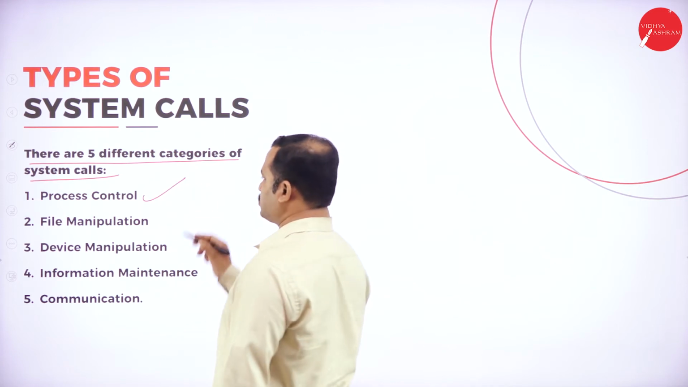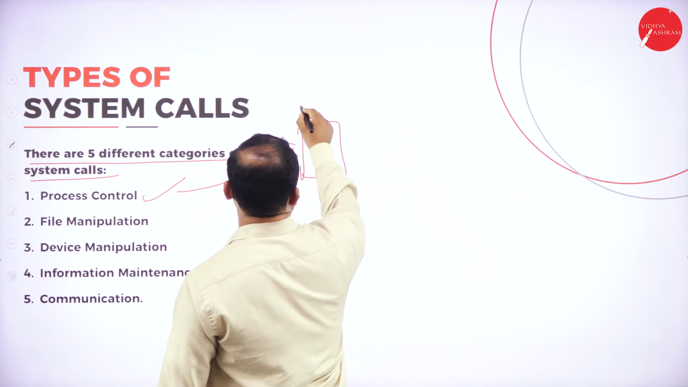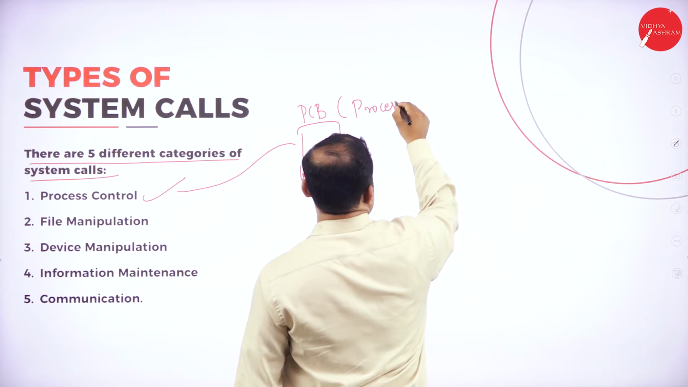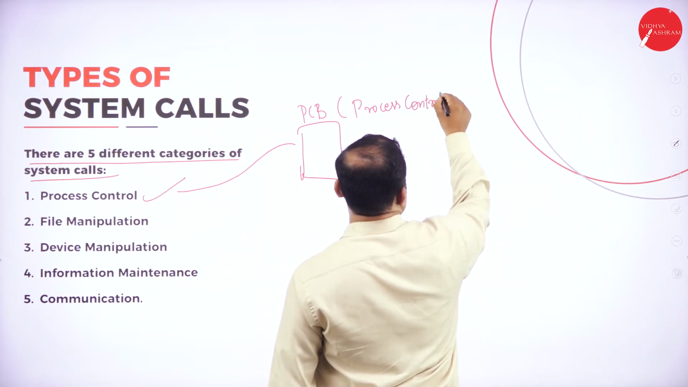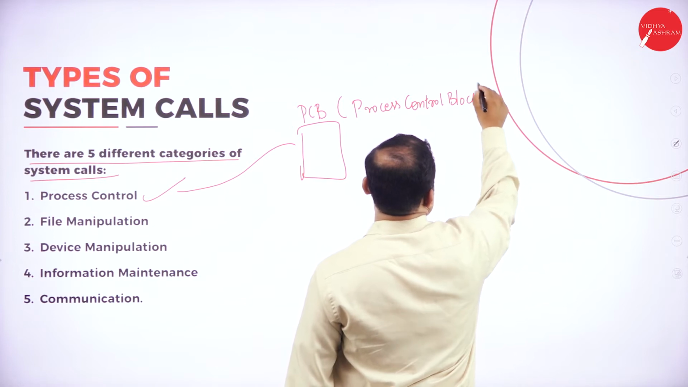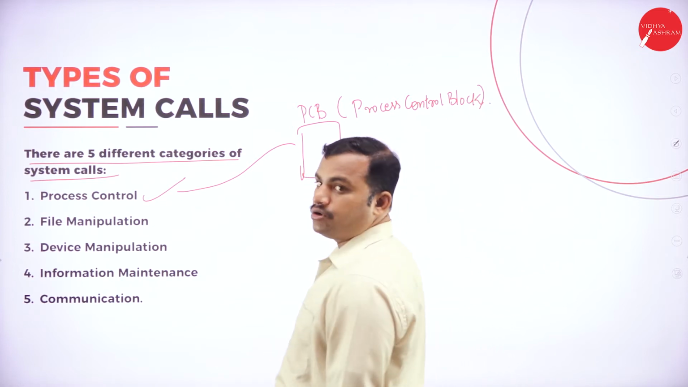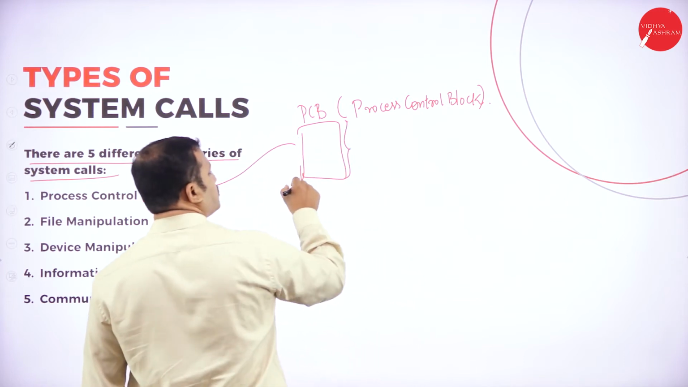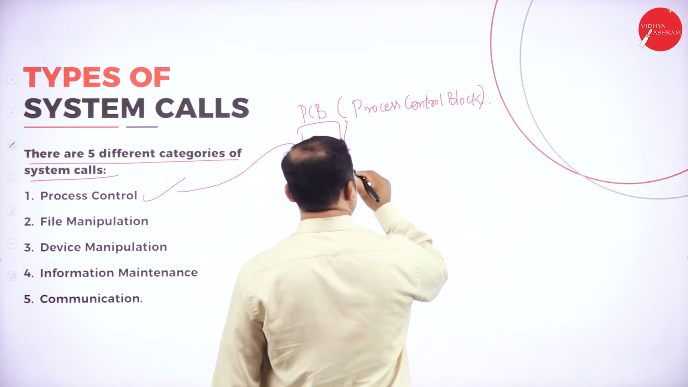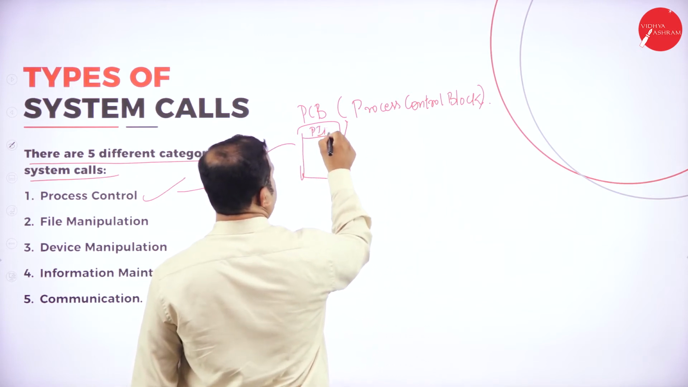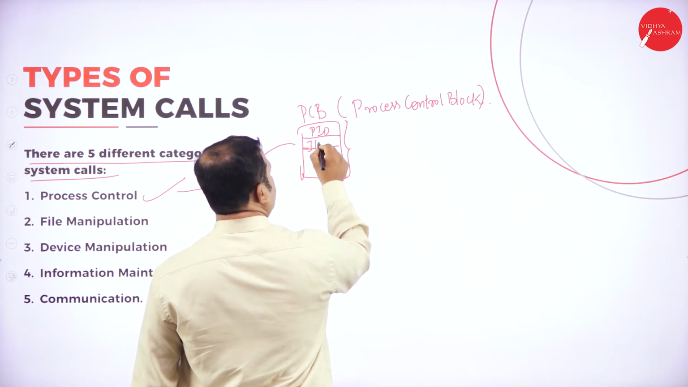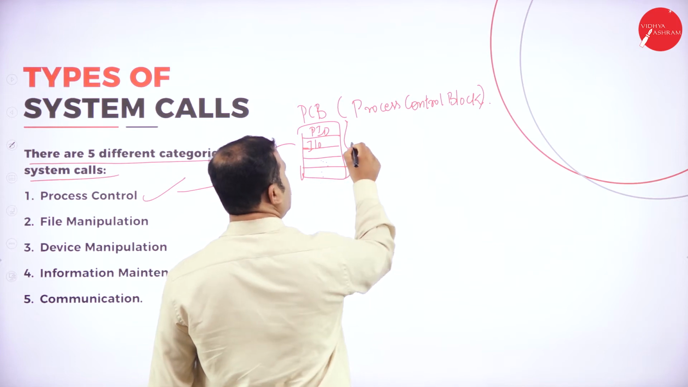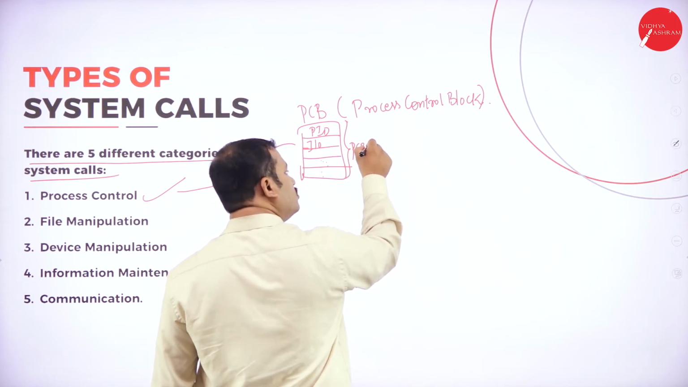What is the meaning of process control? We require a data structure called PCB. The PCB stands for process control block. That means a process control block is the one which maintains the information of a process. What is the meaning of information of a process? That is process ID, process IO information, all other related file handling information, all other information is maintained by the PCB. This PCB controls the process.